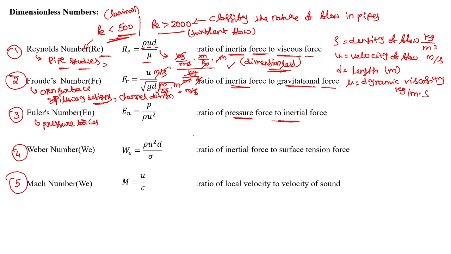Next is the Weber number. Weber number is the ratio of inertia force to the surface tension force. What is the dimension of surface tension? We already saw MT power minus 2, and if you calculate this, it will also become MT minus 2. So both will get cancelled. Again it will be a dimensionless number. This will be useful in studies where surface tension force is dominant.